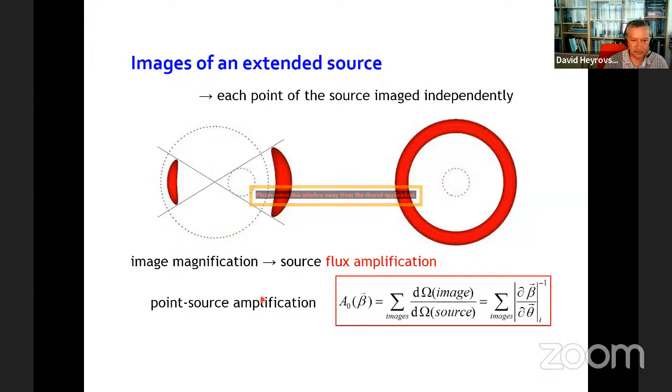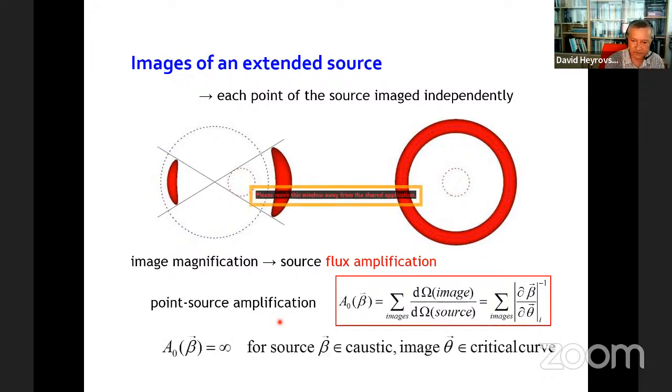You can compute this amplification, and you can compute it for what we call a point source, which means infinitesimally small source. And there it's really just given by the ratio of the solid angles subtended by the images to the solid angles subtended by the source. And if you look at this, the ratio of these solid angles is nothing but the Jacobian of the transformation from the image coordinates to the source coordinates, or what is easier to compute, it's 1 over the Jacobian of the lens equation. So you just compute the derivatives of the lens equation, take the determinant, put it to the minus first power, sum it over all the images, and you will get how many times more photons or how many times larger flux you would see.